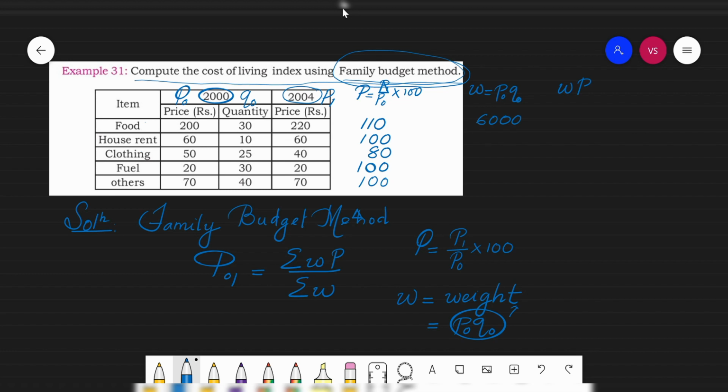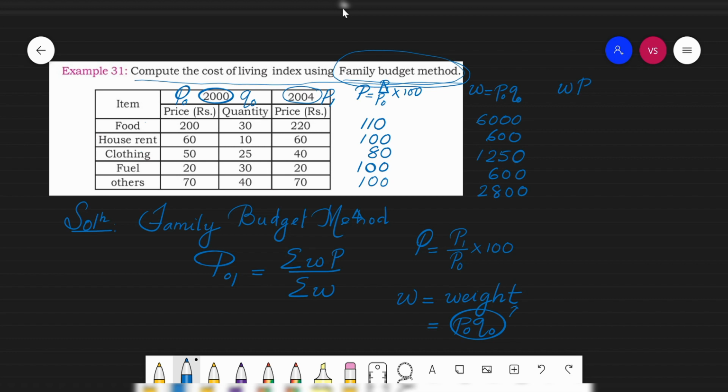The next is 60 into 10. 60 into 10 is 600, students. Then 50 into 25. 50 into 25 is how much, students? It is 1,250. The next is 20 into 30. It is again 600. 70 into 40 is 2,800. So this is what is PQ, that is W.